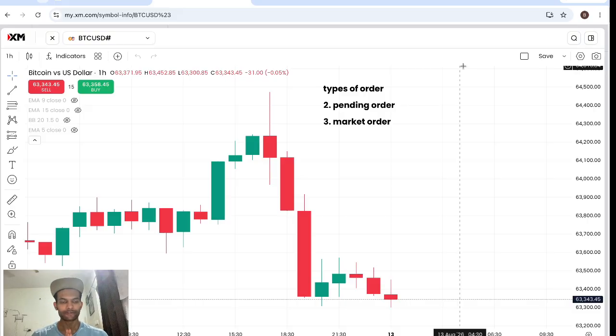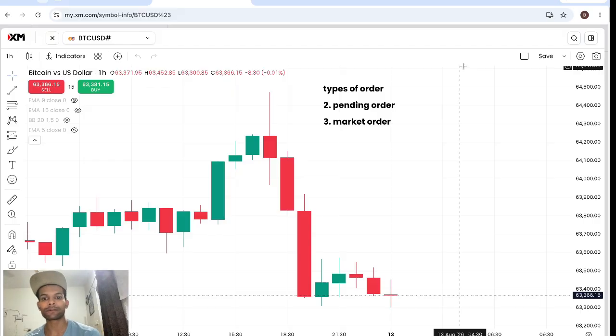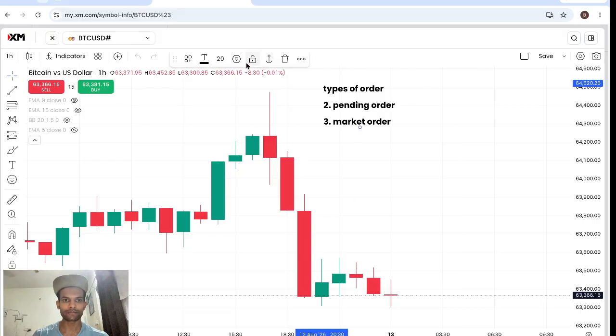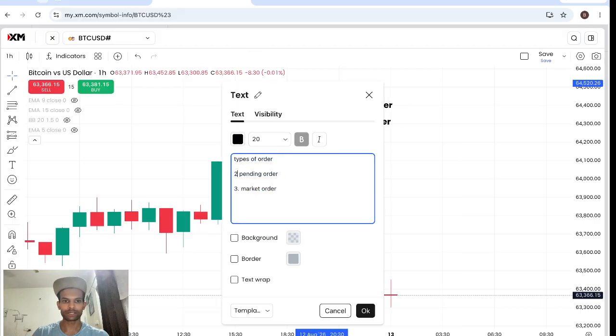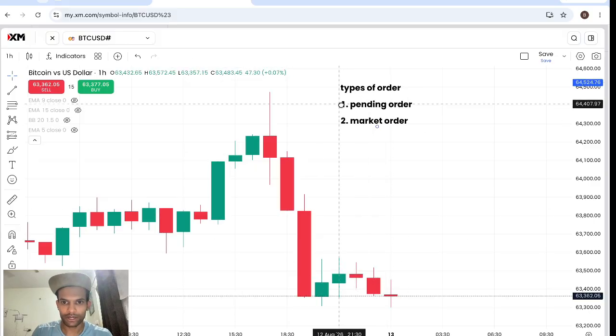So first thing is there are two types of orders. One is pending order and another is market order. There are only two types of orders. The first one is a pending order, the second one is the market order.